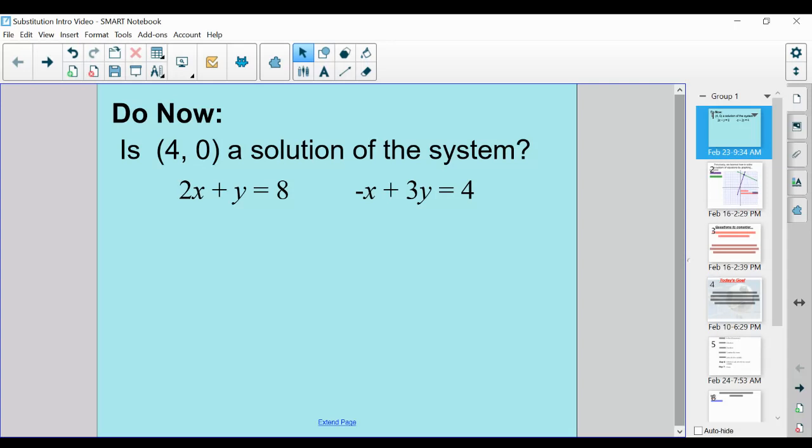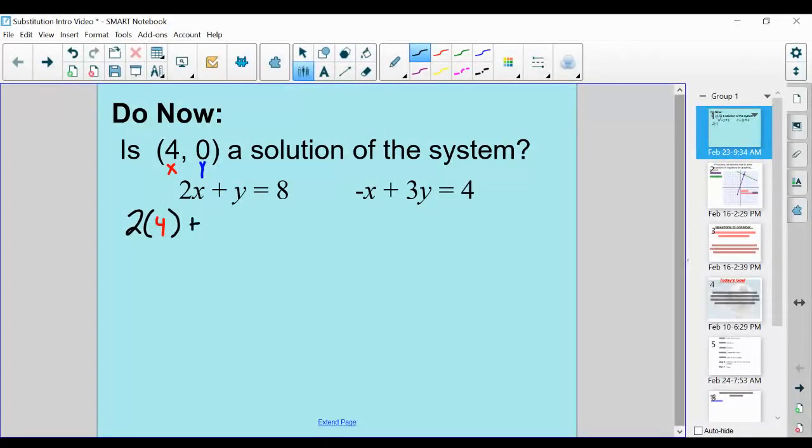All right, so let's check to see if (4, 0) is a solution. We're going to let 4, that's our x value, I'm going to note that in red, and 0 is our y value, I'm going to note that in blue. When we substitute into each equation, we have 2 times our x value, which is 4, plus our y value, which is 0, which should have been in blue, is equal to 8. Well, 2 times 4, that's 8. We have 8 plus 0. That indeed is equal to 8.